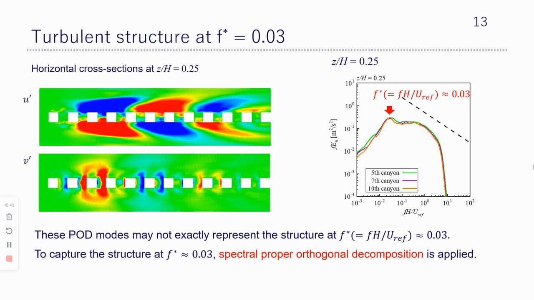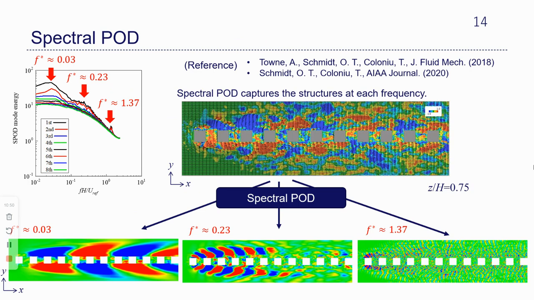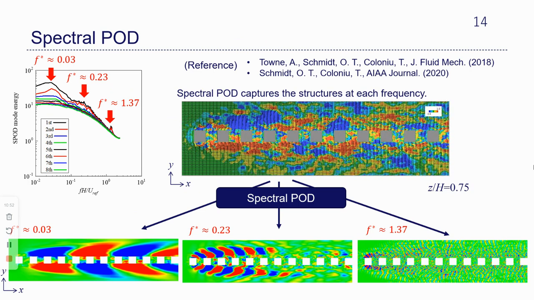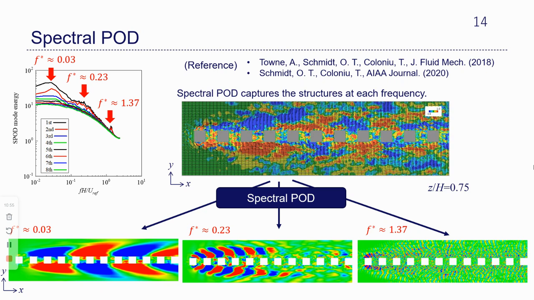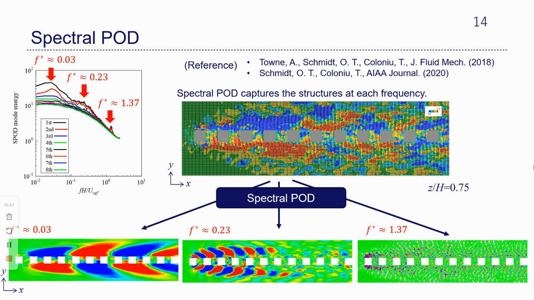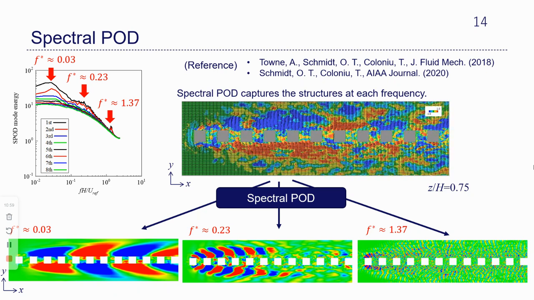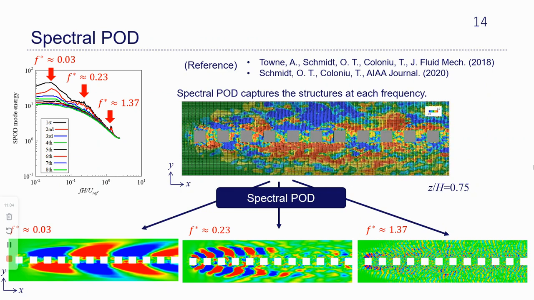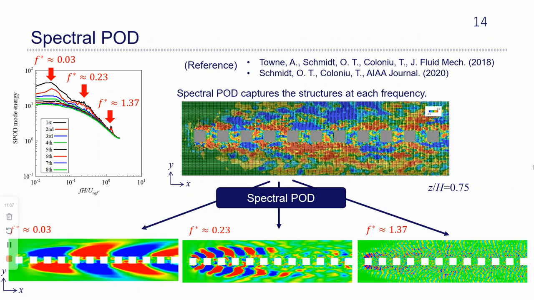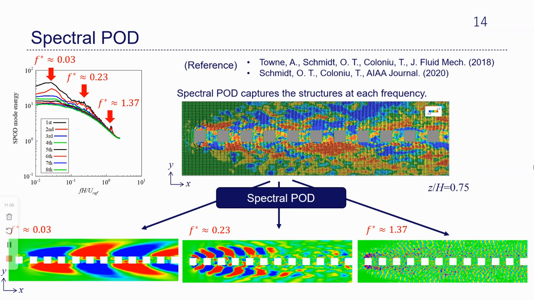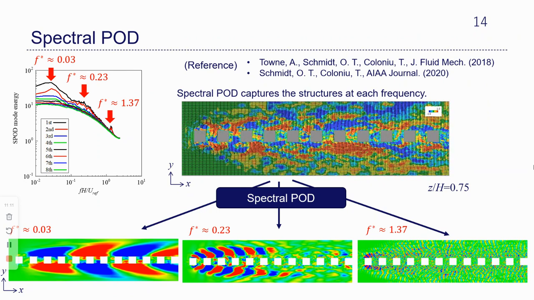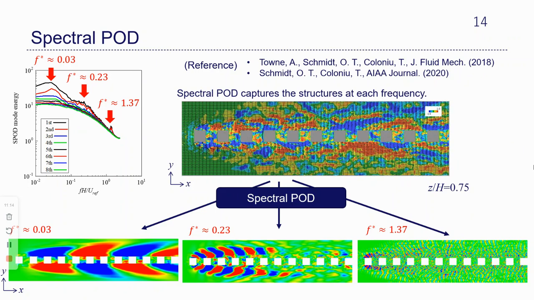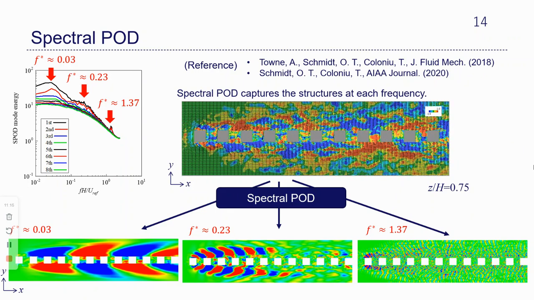So to capture the structure at this frequency, spectral POD is applied. I skip the detailed explanation of the spectral POD, but spectral POD captures the structure in each mode. Here is the SPOD mode energy, and SPOD has multiple peaks on these frequencies. I visualize the SPOD mode here.